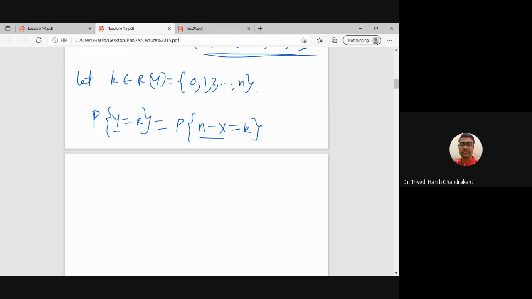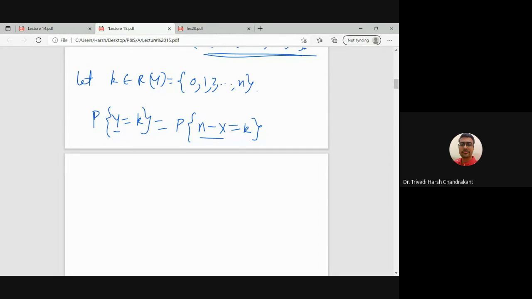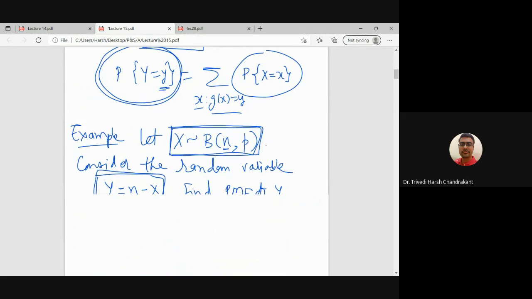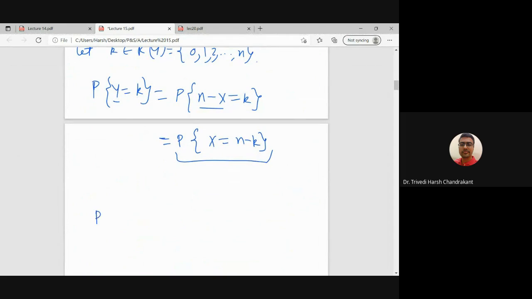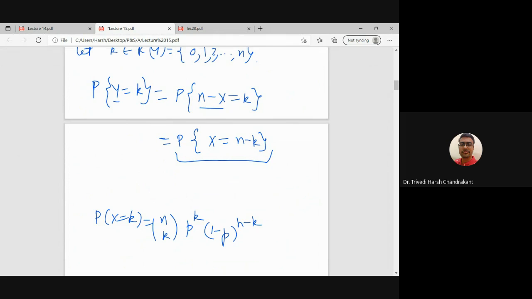Now n minus capital X equals k means capital X equals n minus k. So that is the probability of X equals n minus k. We know that X is the binomial random variable with n and p, and the probability of X equals k is nCk, the probability of success to the power k, times the probability of failure, q, which is 1 minus p, to the power n minus k. But now instead of k we have n minus k.